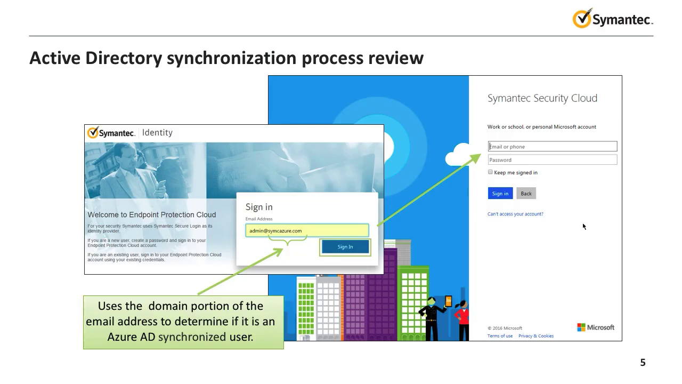When an Active Directory synchronized user connects to the SEP Cloud portal to sign in, they enter their email address just like normal. SEP Cloud then evaluates the domain portion of their email address, and if it's found to be synchronized with Active Directory, it will forward them to the Microsoft Azure login page. Once forwarded, they log in with their Azure Active Directory credentials. Clicking Sign In then takes the user to their SEP Cloud portal page.